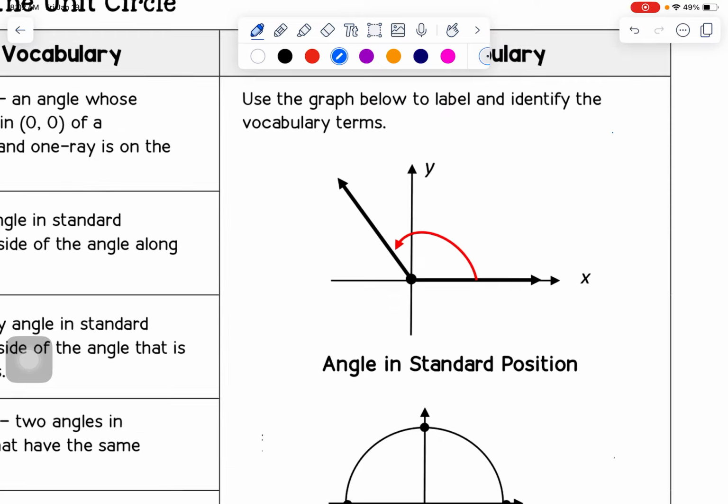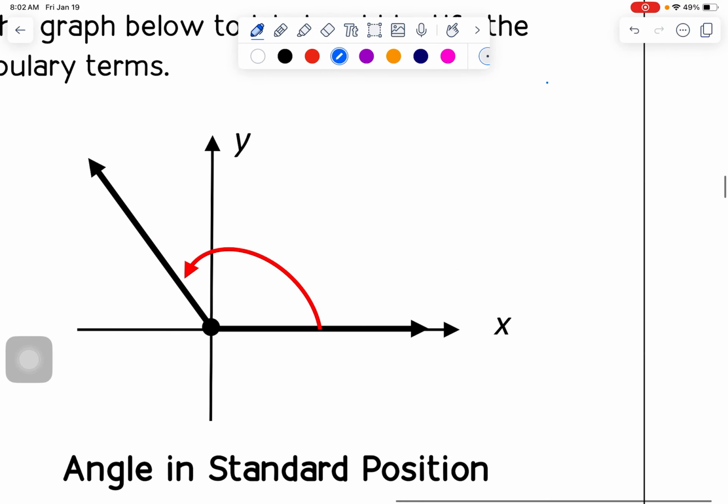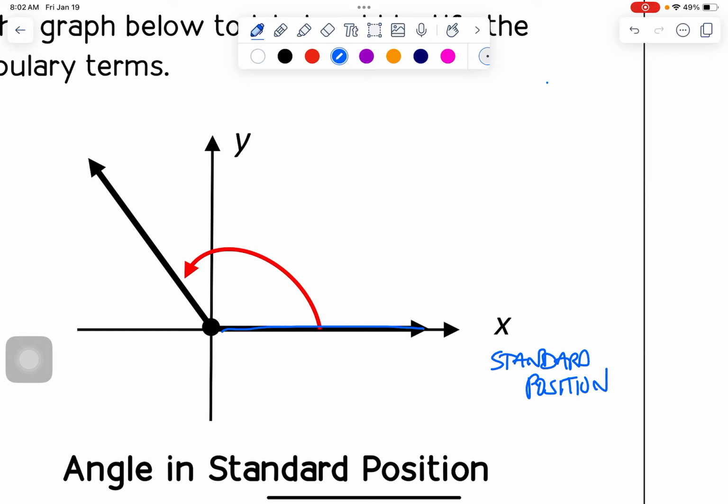All right, so first of all, this would be an angle in standard position. Standard position just means that that angle starts at the positive x-axis. So we would call this standard position. There are parts of an angle that you need to be aware of. The first is called the initial side. So anytime that initial side is on the positive x-axis, that would mean it is in standard position.